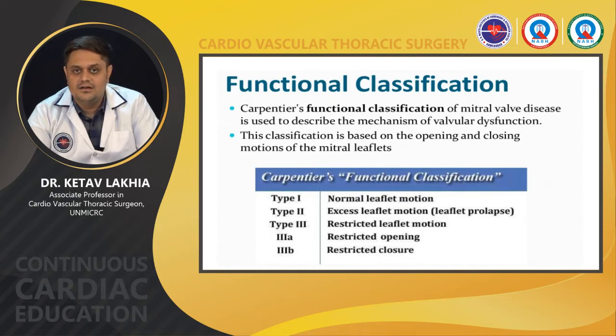So in type 1, the leaflet motion is normal. In type 2, there is excess leaflet motion which leads to leaflet prolapse. And in type 3, there is restricted leaflet motion. So it is further subdivided: if it is restricted opening, then it is 3A, and if it is restricted closure, then it is 3B.